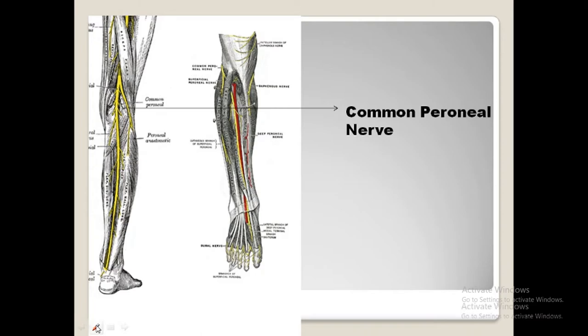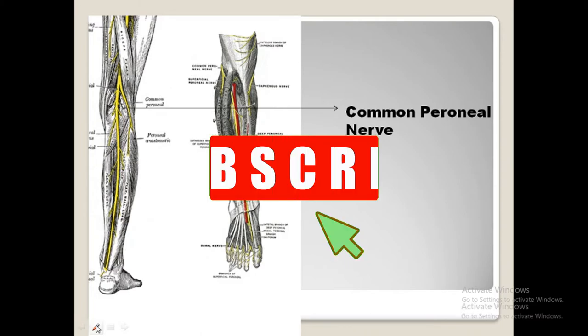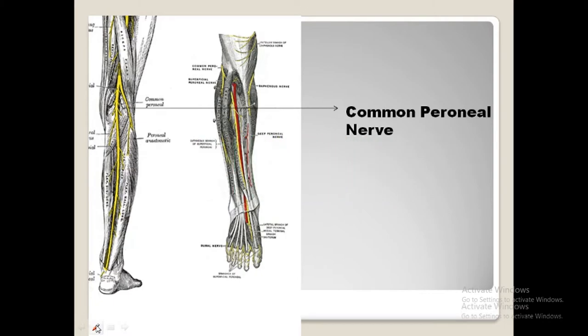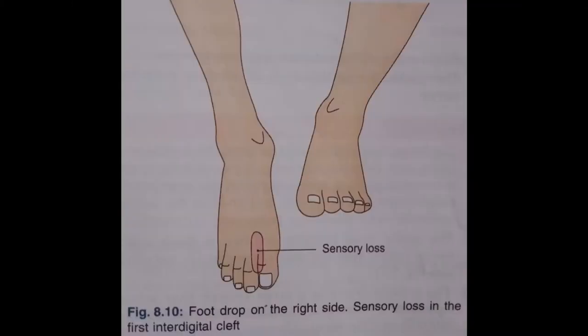It is caused by injury or disease of the common peroneal nerve due to trauma, leprosy, or peripheral neuritis. The sensory loss is confined to the first interdigital cleft.